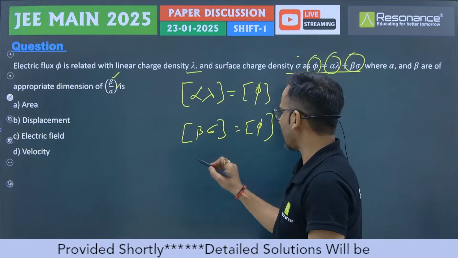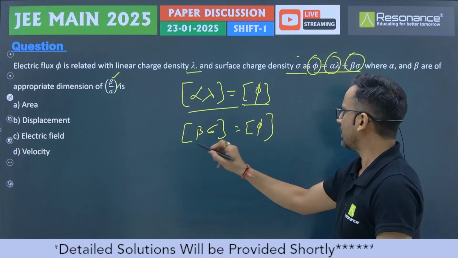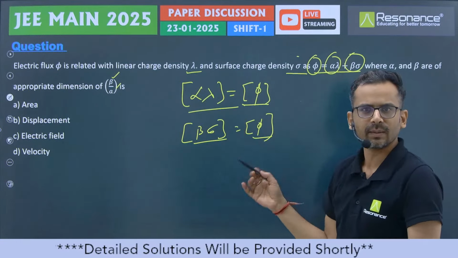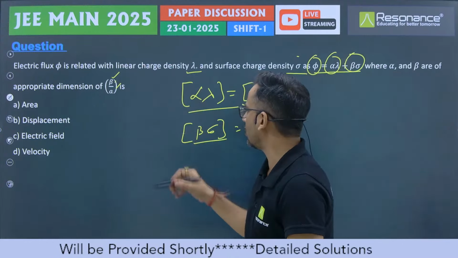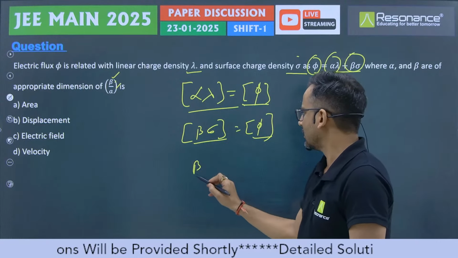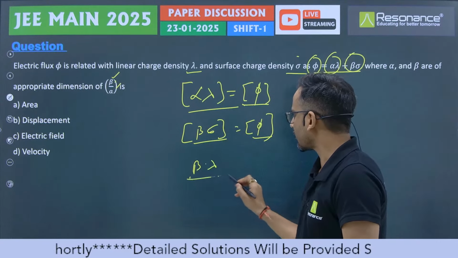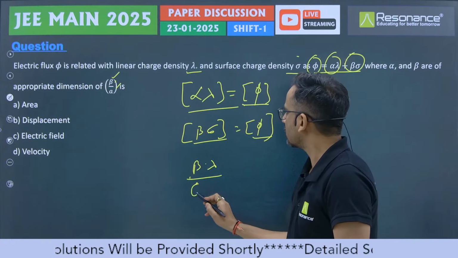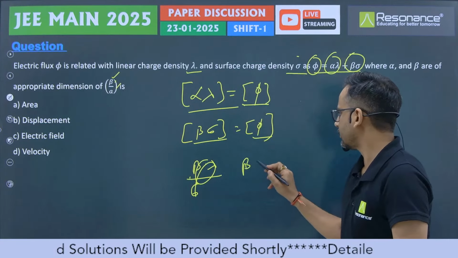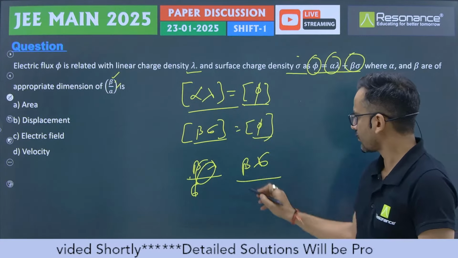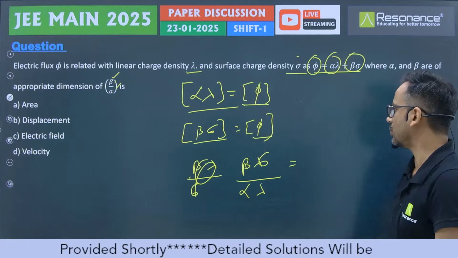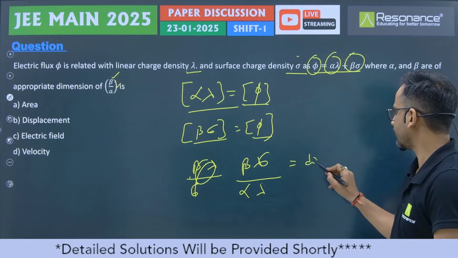So from here we got the idea that these will have the same unit and dimension, but the fact is that we don't have to find the dimension of alpha or beta separately, we have to find the ratio. So when we try to find the ratio, just divide this by this, that is beta into sigma upon alpha into lambda. So when we divide these two, it is dimensionless.